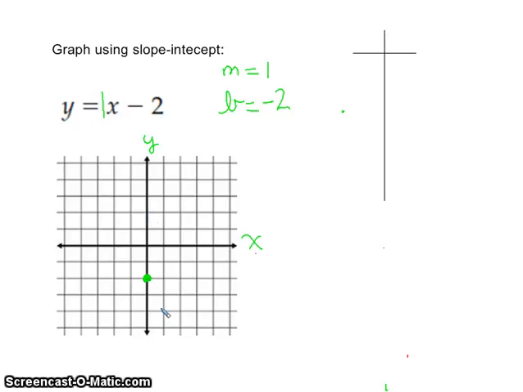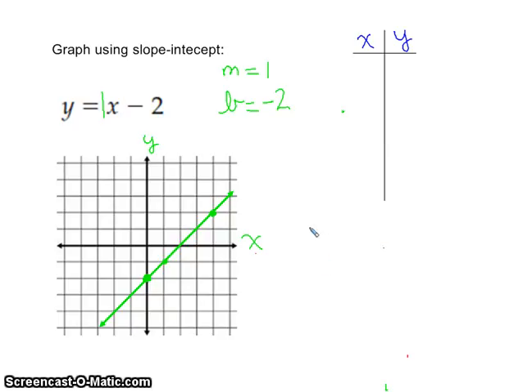And the slope is 1. But recall that 1 is also 2 divided by 2, or 3 divided by 3. So I can go up 1 and over 1. I could go up 3 and over 3, just as long as it is positive. So now we know the y-intercept, and we know other points on the line, and voila, we have our line graphed. So let's just see how this relates to the table, if we have our input-output table.